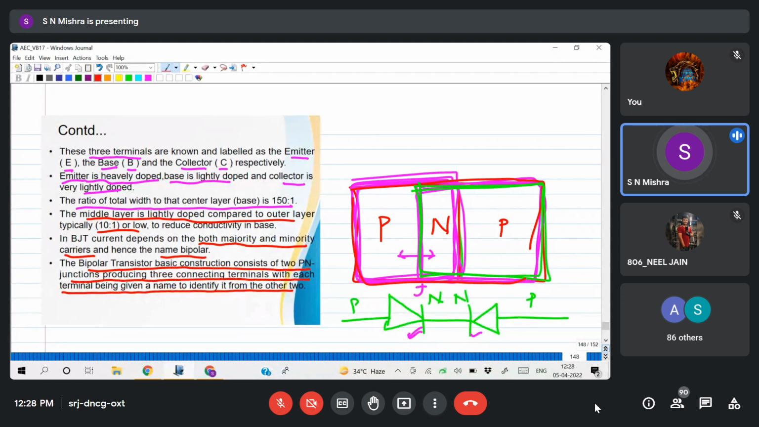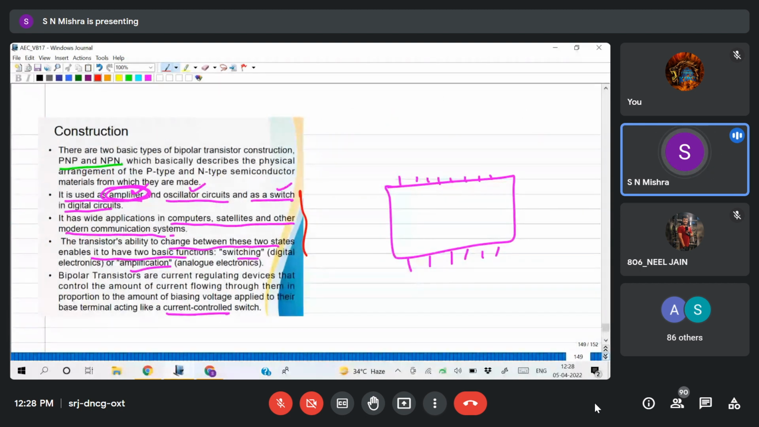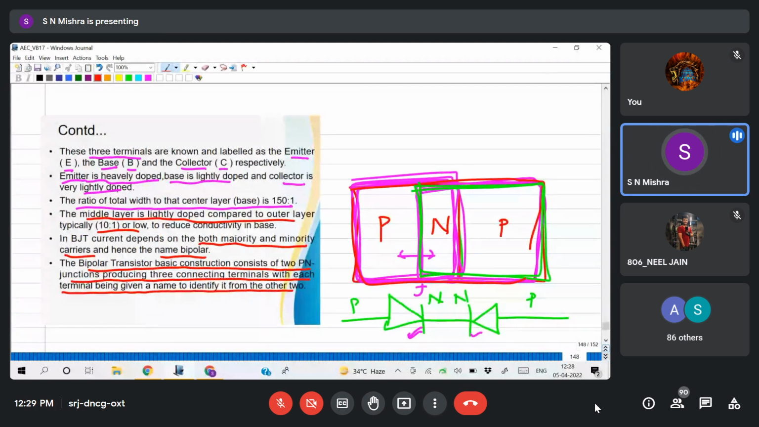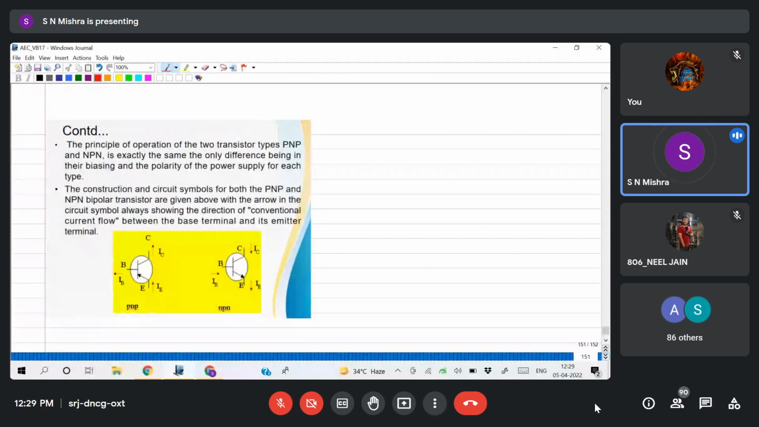Then who invented the transistor? Then draw the symbol of the transistor. Then what are the different types of transistor, PNP or NPN type? Like this, questions will come. And from this part, what are the applications of the transistor? Also you will get short questions. This part, doping and sizing ratio, I'll come to this part now.